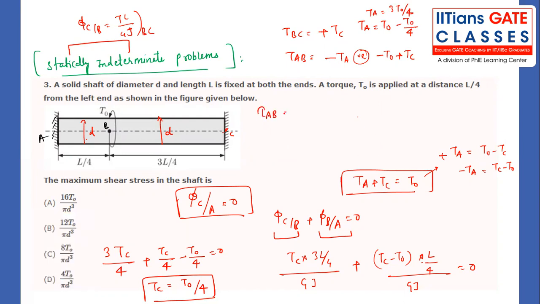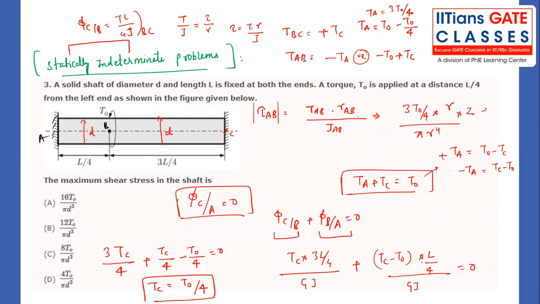What is the stress in AB member? See, T by J equals tau by R. Tau will be what? TR by J. Can we write like this? TAB, R of AB, J of AB. My dear friend, T of AB is what? Minus of TA. If I just calculate the magnitude, then I will be writing 3T naught by 4. R of AB is what? Radius is R. J is what? Pi d power 4 divided by 32, pi r power 4 divided by 2. So what I will be writing, my dear friend? I will be writing over here something like this: 3T naught divided by 2 pi r cube.